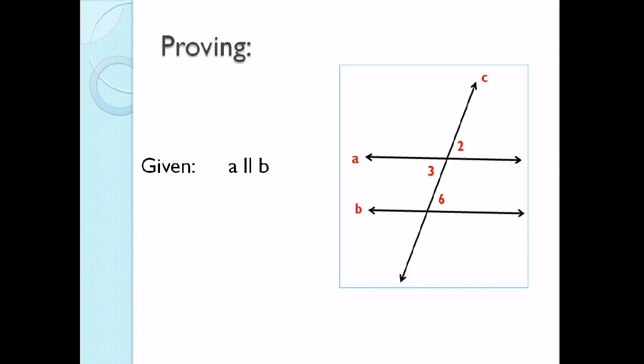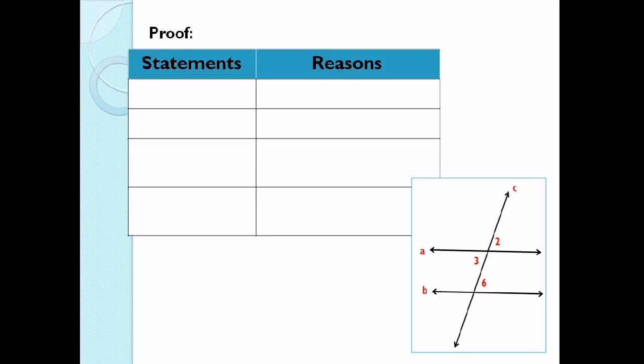So given A is parallel with B, prove angle 3 is congruent to angle 6. Again, ano yung ipoprove natin? Angle 3 is congruent to angle 6. Kung mapapansin tong angle 2 and angle 3 and angle 6, meron silang relationship with one another. So we need to write a proof.